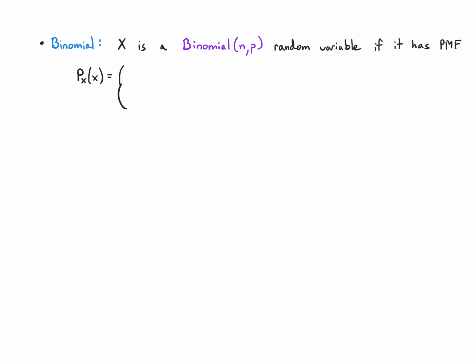All right, related is the binomial random variable. So x is a binomial n,p random variable. So it has two parameters, n and p, if the PMF is the following. So it's n choose x, p to the x, 1 minus p to the n minus x, and it takes values from 0, 1 up to n. All right, and so the PMF kind of looks like this.